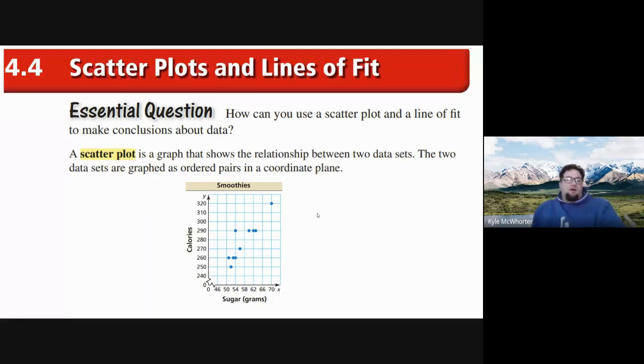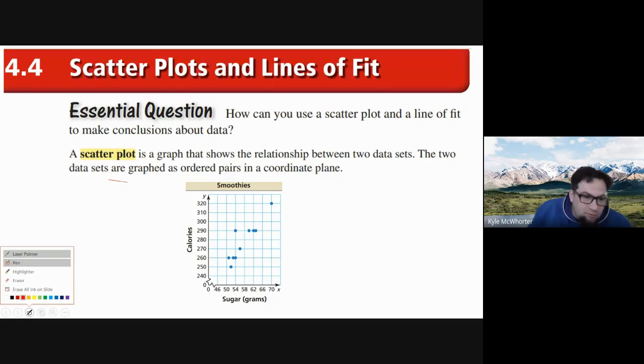All right, so we're going to talk about scatter plots and lines of fit. A scatter plot is a graph that shows a relationship between two data sets, and you graph them on a coordinate plane, right? That's just an example of a scatter plot there. This one relates two data sets: one of them is grams of sugar, the other one is calories. And they're related because each one of those dots represents one smoothie.